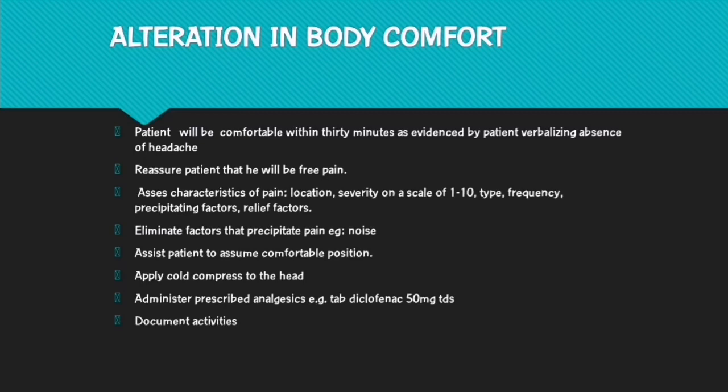Assess characteristics of pain: the location, the severity on a scale of 1 to 10, the type, the frequency, precipitating factors, and relief factors. We eliminate factors that precipitate the pain, such as noise, etc. And then we assist the patient to assume a comfortable position. We apply a cold compress to the head. We administer prescribed analgesics, and then we document activities.